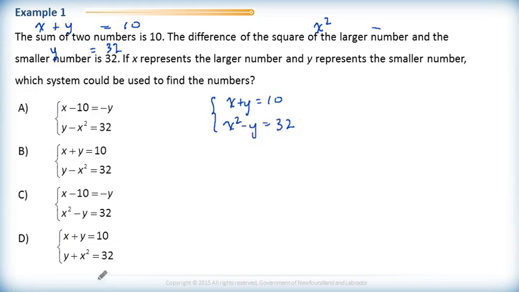Let's see if we have that there. We've got x squared minus y equals 32 right here. And if we rearrange the first one, we have x minus 10 equals negative y, so that's okay as well. So C is the correct answer.